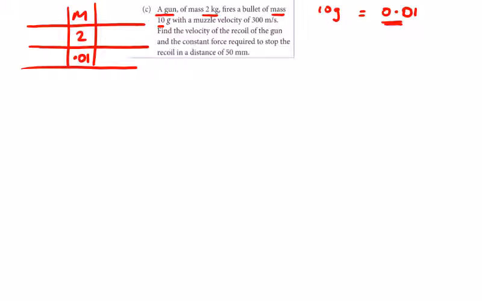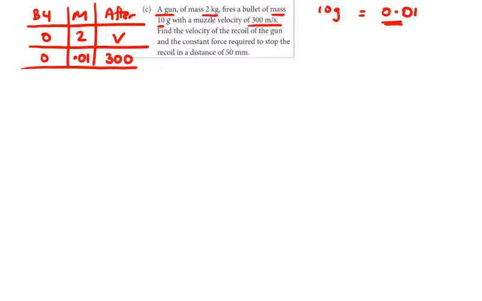What else is going on here? With a muzzle velocity of 300 meters a second. So that's a speed, and that speed is the bullet when it comes out of the gun. So that's going to be 300 there. And find the velocity of the recoil of the gun. So that's afterwards, so that's going to be my V. So I can call this one here V. So beforehand, they're both at rest. I think this is the way into this question.